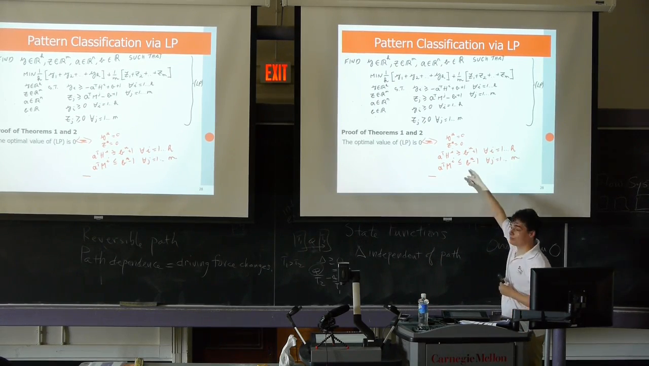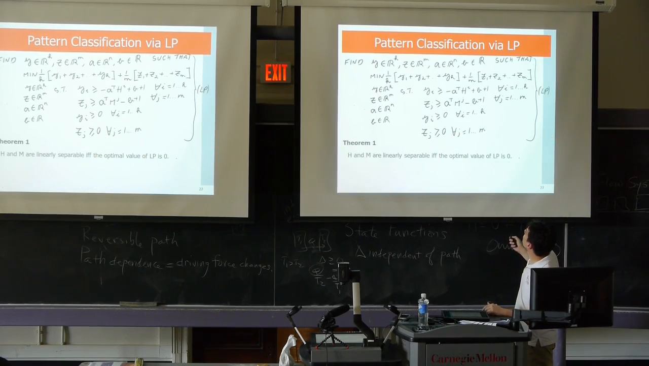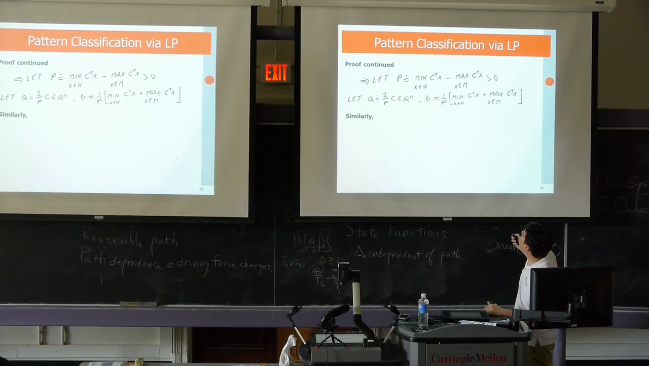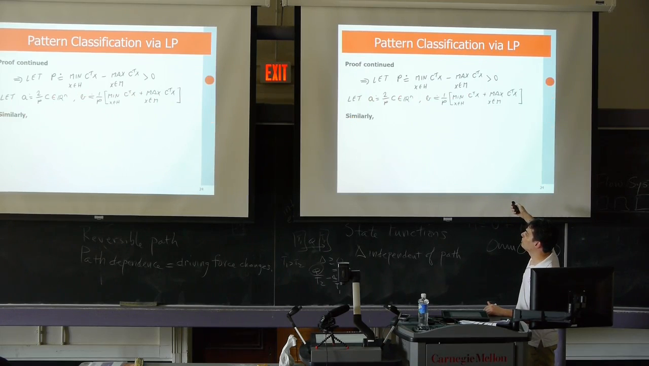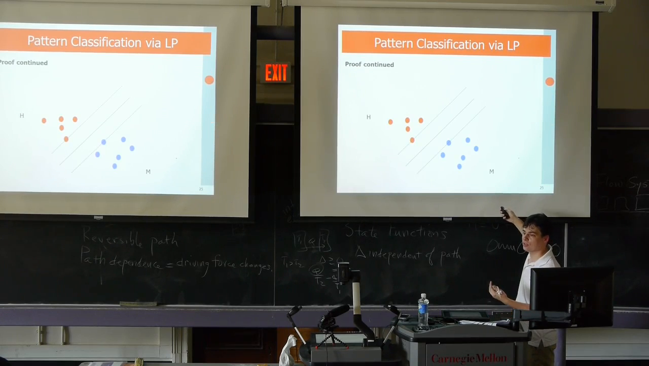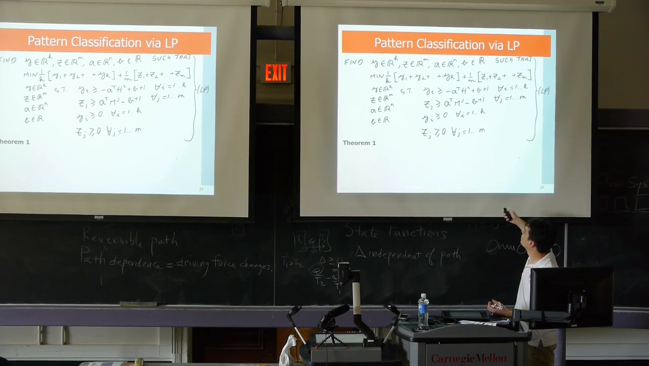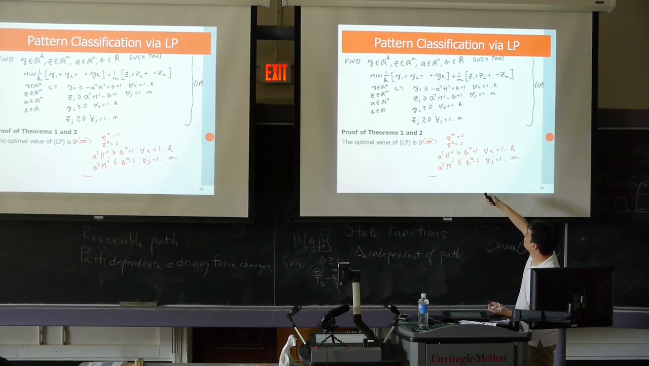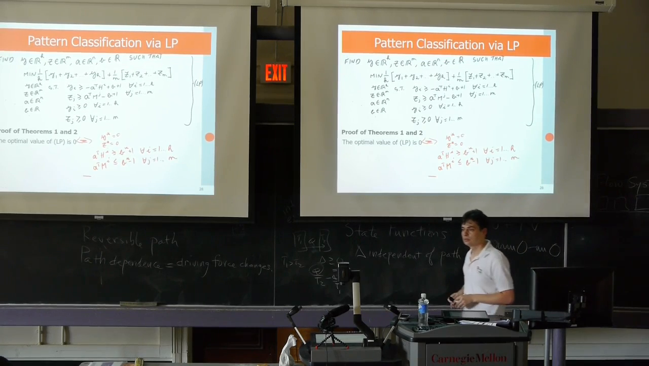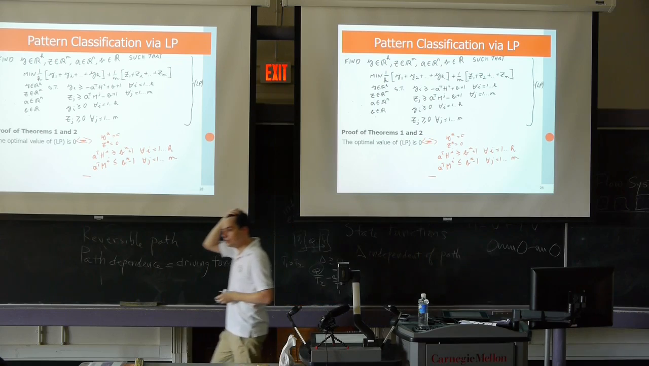And now you use the previous theorem that we just proved. This one. H and M are linearly separable if and only if there exist A and B such that this holds. And the linear program says that if the solution of that linear program is 0, then the solution has these properties. Is it clear now?